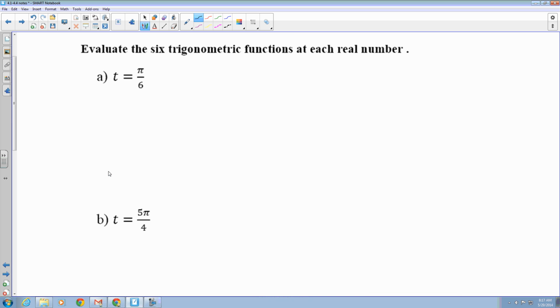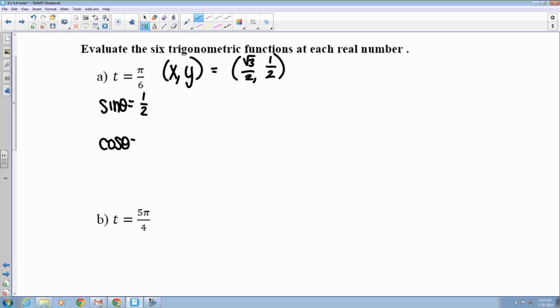So using that unit circle then, we want to find all 6 trig functions at the real number pi over 6. So what I want to do is find the xy point that goes along with pi over 6, and then we can do this together. So the xy is square root of 3 over 2, 1/2. So now sine is the y value, which is 1/2. Cosine is the square root of 3 over 2.